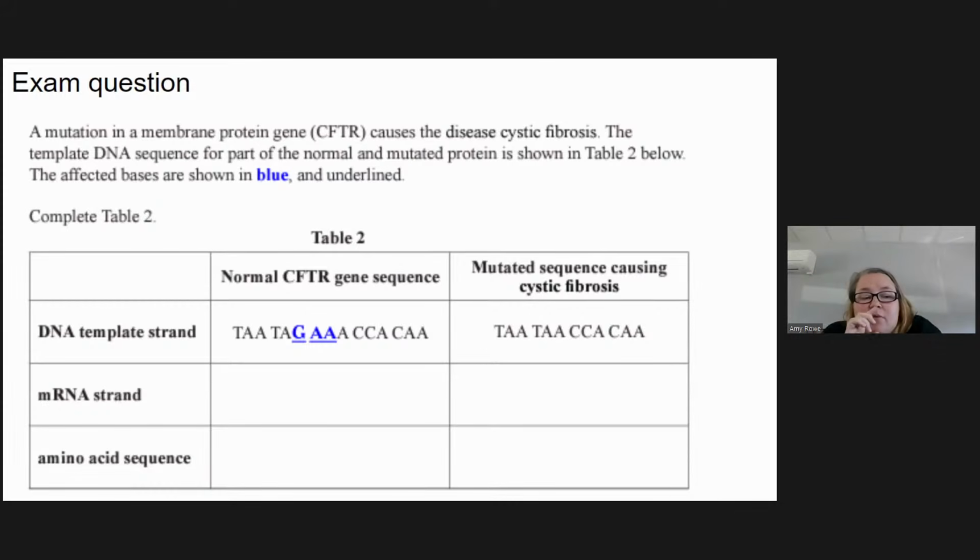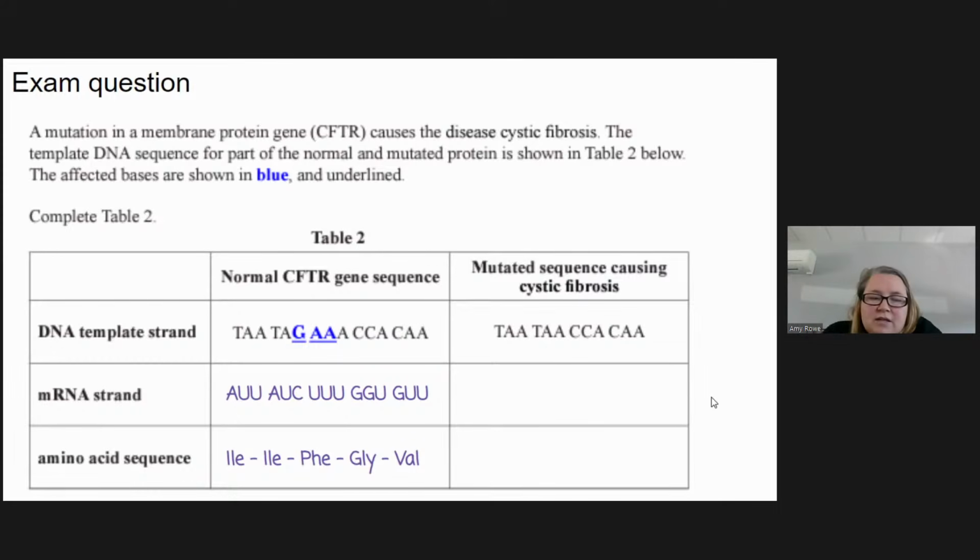So the first thing that the table wants you to do is to transcribe the DNA template strand into mRNA, and then to translate the mRNA into your amino acid sequence. So I've just done those rather than show you the codon table again. We've talked about how to use it. But here's our mRNA strand for our normal gene sequence. And this is our amino acid sequence translated from that mRNA. So isoleucine, phenylalanine, glycine, and valine.